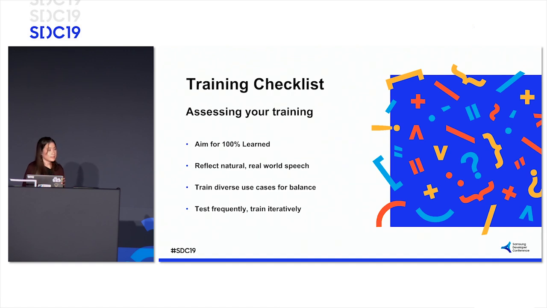So this is your checklist before you make your public submissions and you decide to post to Marketplace. Aim for 100% learn so that you can have the best understanding. And then you want to reflect natural real-world speech. And you want to train diverse use cases for balance. And then test frequently and train iteratively.